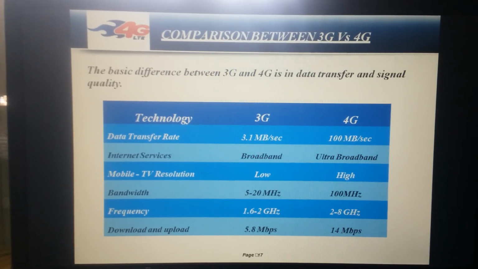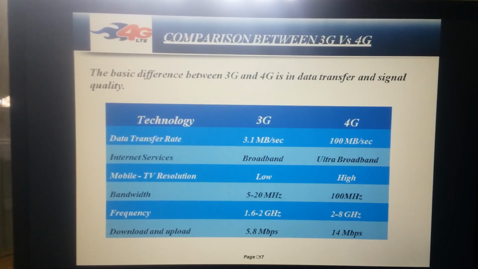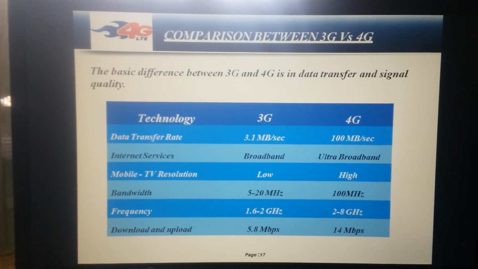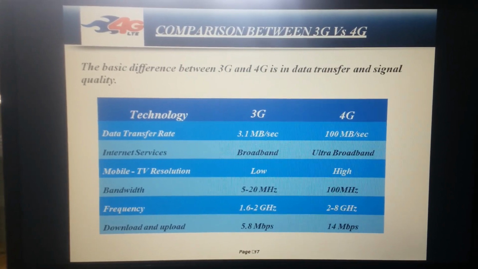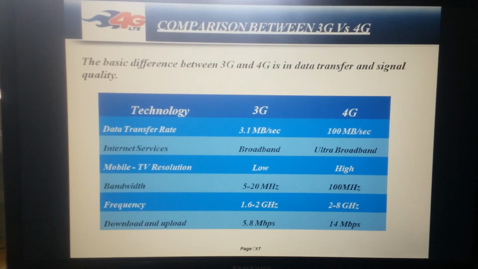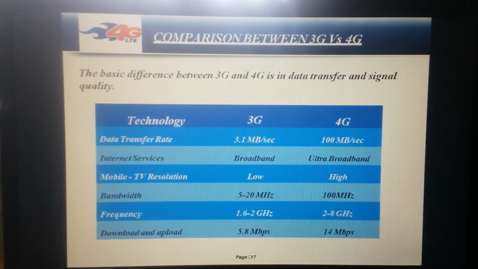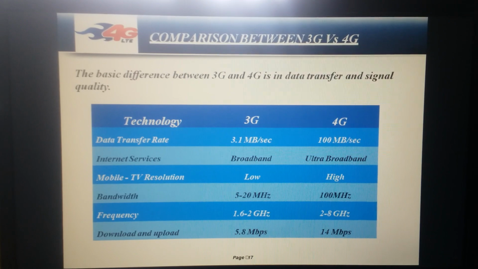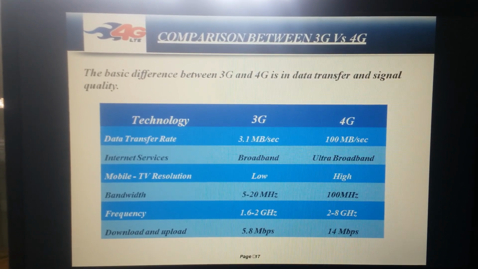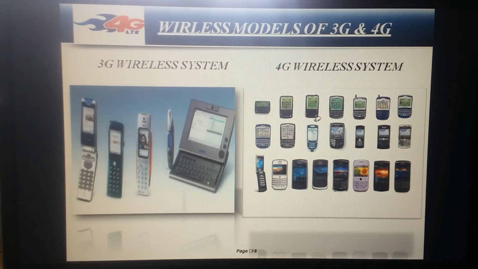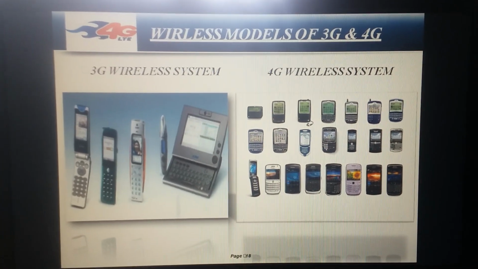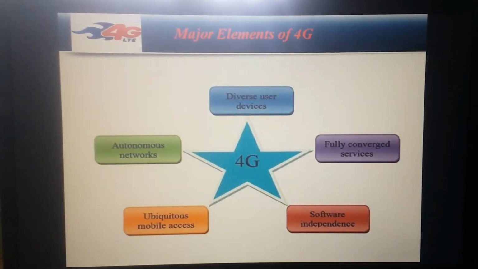So, comparison between 3G and 4G. Basically, the third generation and fourth generation have differences in data rate, internet services, mobile TV resolution, bandwidth, frequency and download and upload timings. When compared to 3G, 4G excels, so it is an upgraded version. Next, these are all the devices which support 3G technology and 4G wireless technologies.